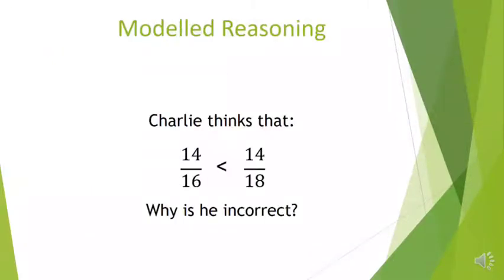Okay, so what we're going to do today is look at Charlie making a mistake again. So we've got 14/16ths compared to 14/18ths. He has said that 18ths, so 14/18ths, is the larger fraction. So we've got to think about why he's incorrect.